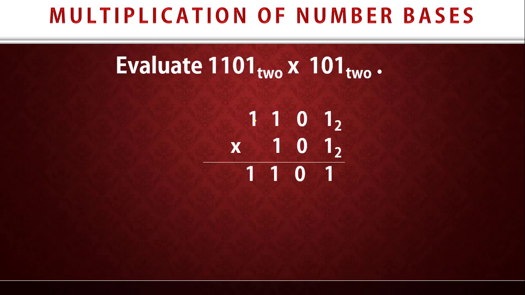It's less than the required base. Okay, we've been able to multiply the 1101 by digit 1. So the next phase now, we move to this digit 0. So we're using digit 0 to multiply 1101. So this is what we're going to do.